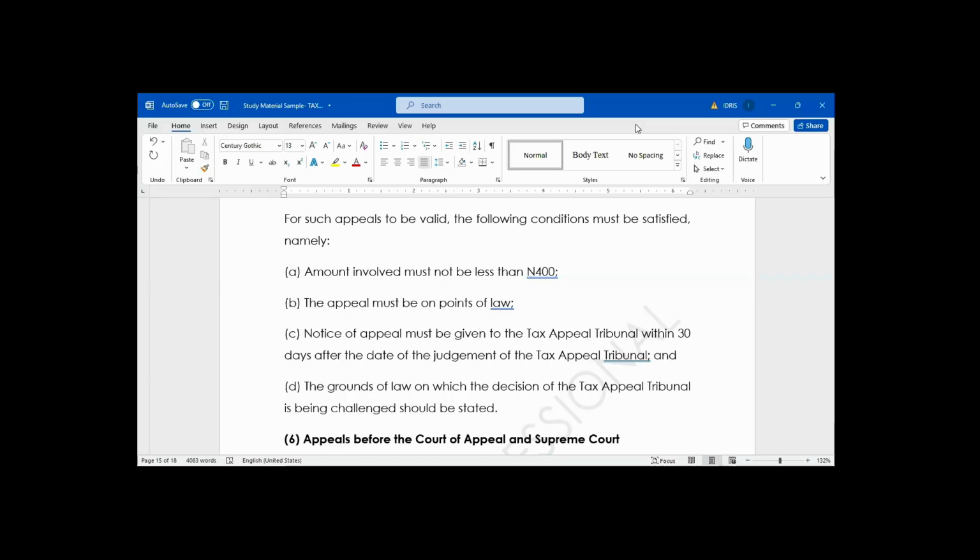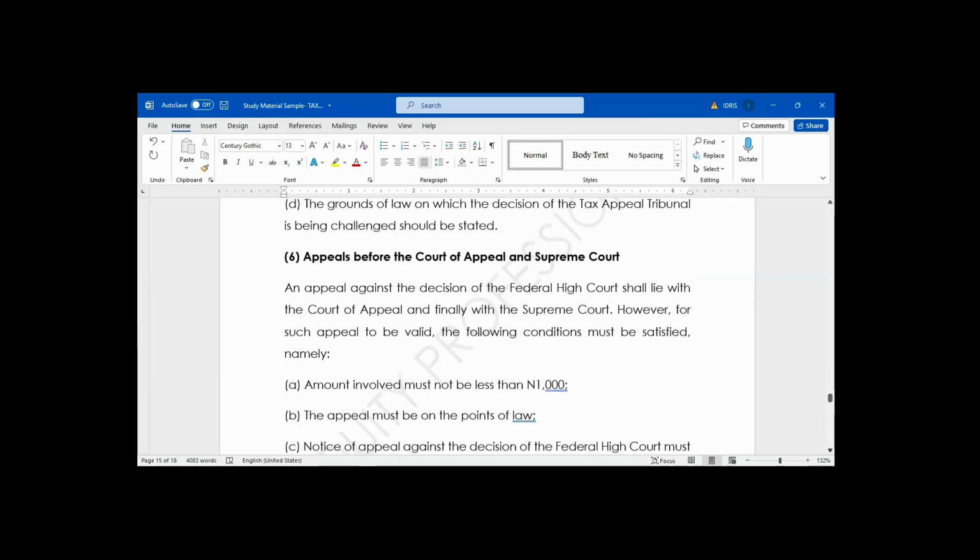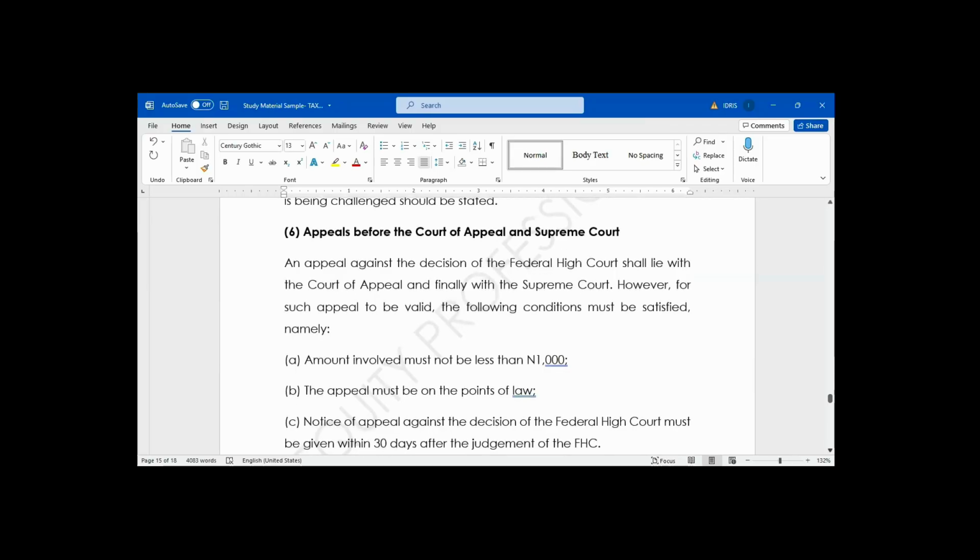Once they make their judgment, if you are not satisfied, either as a tax authority or a taxpayer, you also have a right from the Federal High Court to proceed further. To where? To the Court of Appeal. You can go to the Court of Appeal after the Federal High Court.